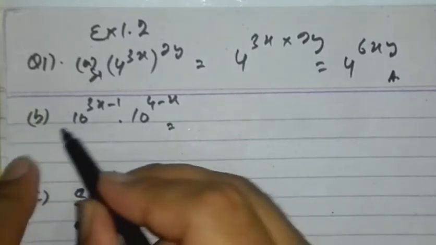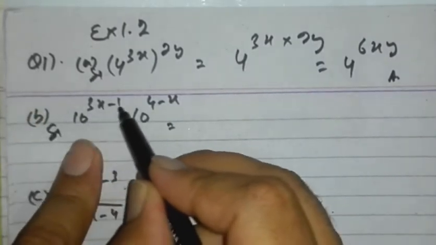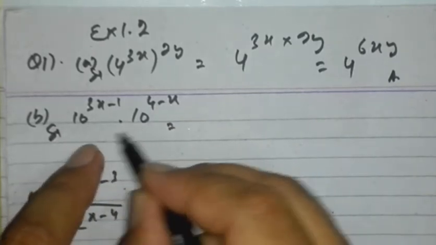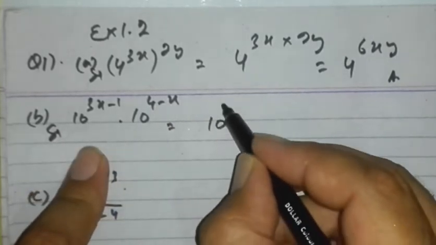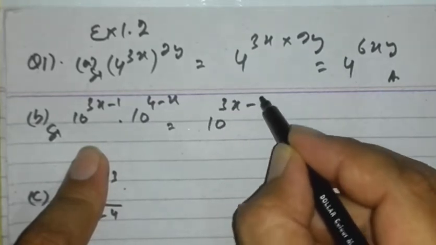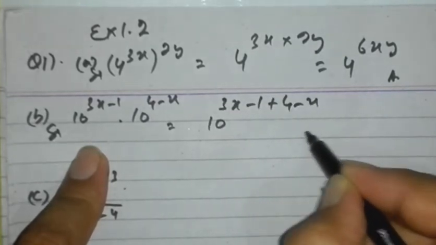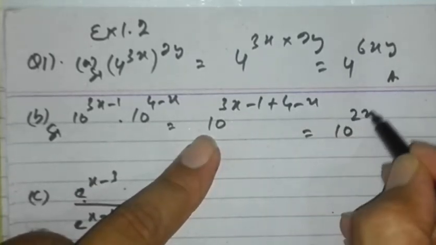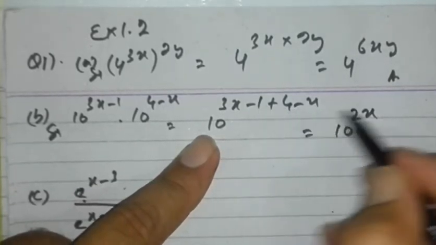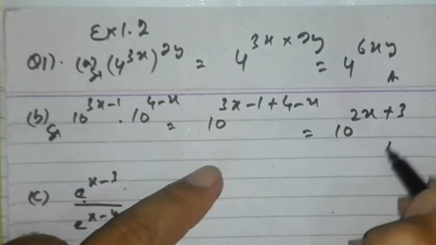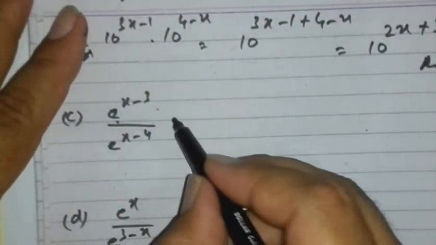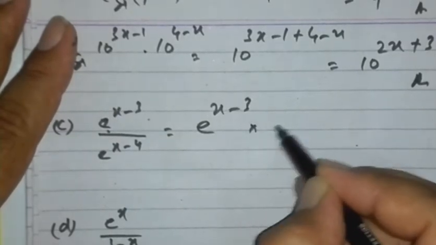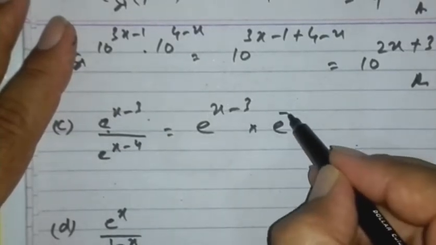Now look at the B part, 10 power 3x minus 1 into 10 power 4 minus x. Here the bases are the same, so we will add the exponents, 3x minus 1 plus 4 minus x. Now here remains 3x minus x, we get 2x, and 4 minus 1, we get 3. This is the answer.